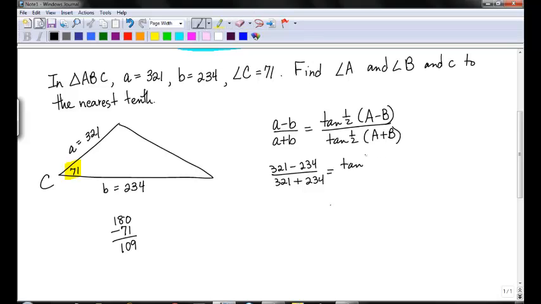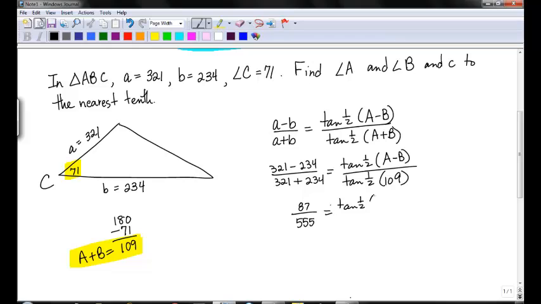So I don't know the A minus B, but I do know their sum is 109. This is the A plus B, and I would hang on to that. On the calculator, you'd get this to be 87 and this to be 555. Go ahead and fill those in. Equals tangent of half A minus B, and half of 109 is 54.5.